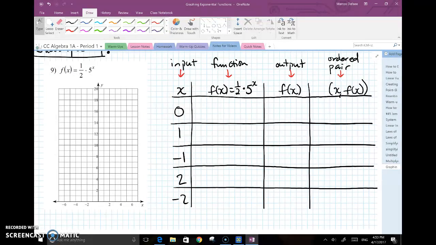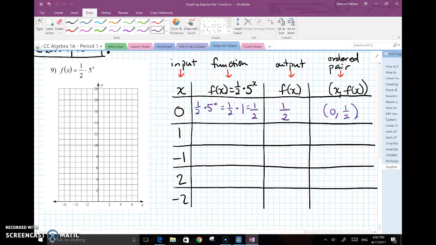If my x is 0, life is already easier because 1/2 times 5 to the 0 power is like saying 1/2 times 1. Anything to the 0 power becomes a 1. So that just goes away, becomes a 1. You get 1/2, okay? But you can see already our first output, just by using a 0, is already just a 1/2. Okay, moving on. So we have 0, 1/2.